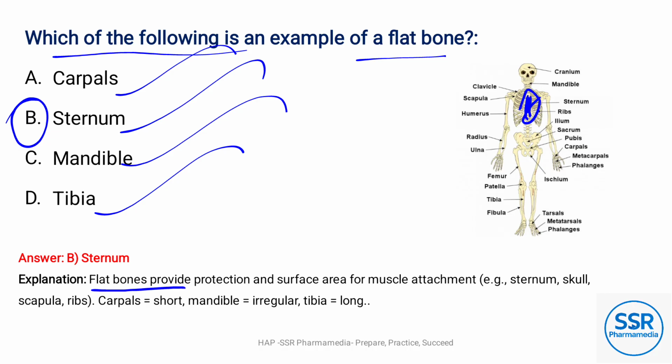Flat bones provide protection and surface area for muscle attachment. Examples: sternum, skull, scapula, ribs. Carpals is a short bone. Mandible is an irregular bone. Tibia is a long bone.